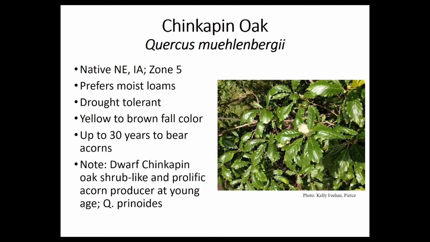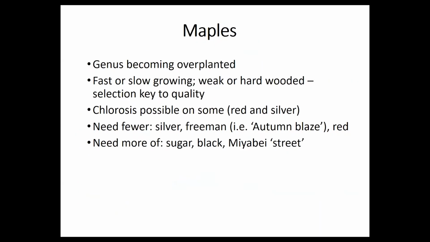It's a large tree. There is a dwarf chinkapin, which is fairly common in the market, so if you want the tall shade tree, be sure you're getting the right species. Dwarf chinkapin is more shrub-like, and it can be a prolific acorn producer at a very young age. So if your goal is to plant it in an area where you want to have the acorns, and you don't need a tall shade tree, dwarf chinkapin is a very good, tough tree. Okay, enough on the oaks.